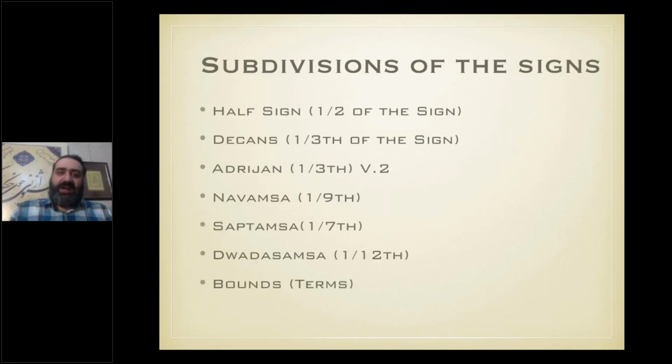subdivisions for every sign. If we divide the sign into two equal parts, each part is 15 degrees. It's very similar to what you do in Western astrology, which is called the harmonic charts. We can divide every sign by two, and each part is 15 degrees.